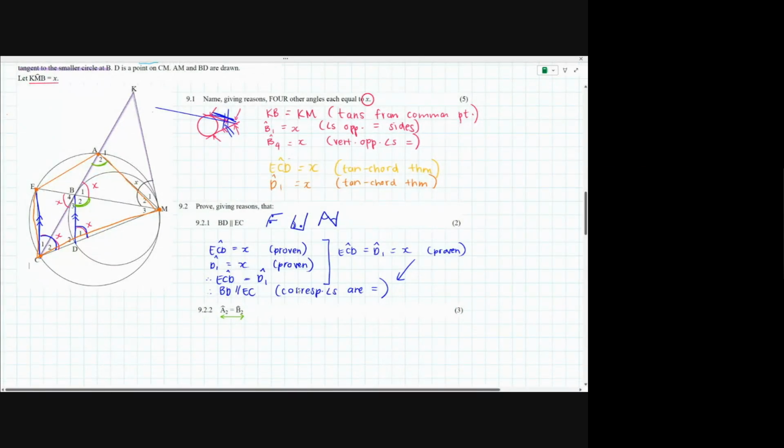A2 is equal to B2. We're going to do that. But have a think. Like I said, the cyclic quad thing, important, useful.